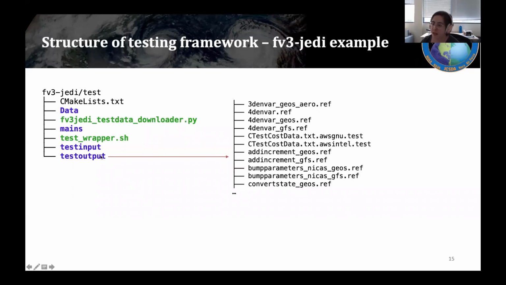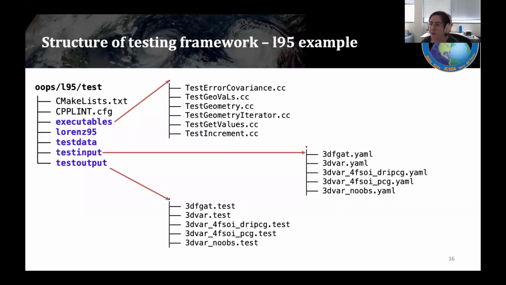And then after you run the tests, you will create some outputs, and you want to make sure that these outputs are correct. So in test output, you put all the reference files. These are the known answers that I talked about. After you run the test, you get an output, and then you compare it with these reference files located in test output. You will find these test input and test output directories in all the JEDI repositories under the test directory. You can also go ahead and take a look at those when you get a chance.